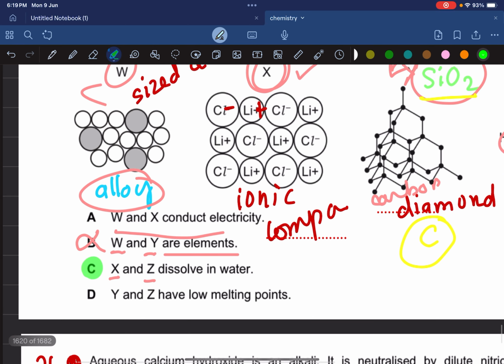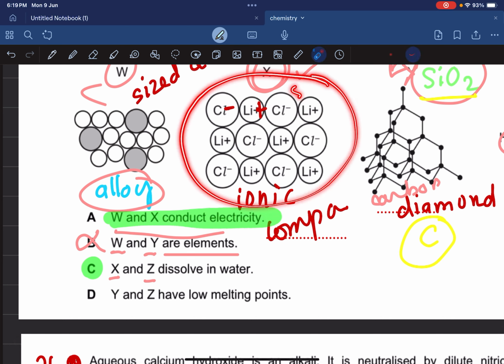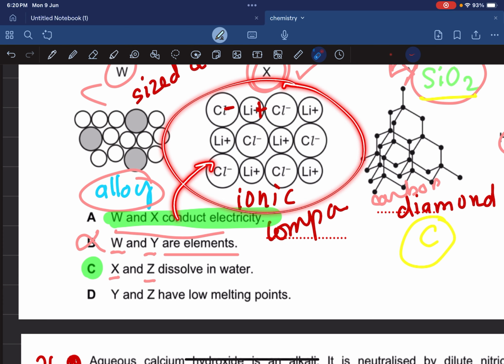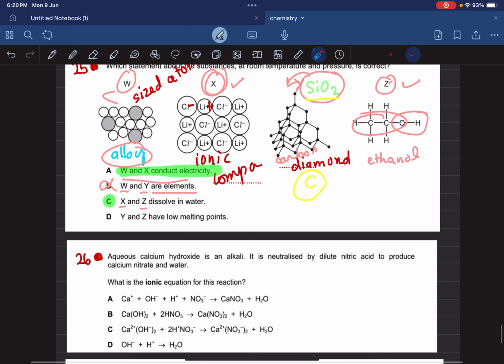And now we know that W and X conduct electricity, but over here X is in solid state. So in solid state, X is not going to conduct, but when X is dissolved in water or molten, it's going to. But right now in the picture, it's in a solid state, so it will not conduct.